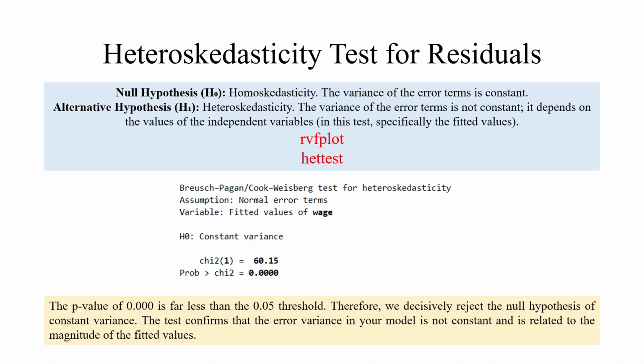Now let's talk about the heteroscedasticity. So what is our null? Residuals are homoscedastic. The variance of the error terms is constant. Alternative, they are not constant, or it is a heteroscedasticity. The variance of the error term is not constant. It depends on the value of the independent variable. So we will run these two commands to check.